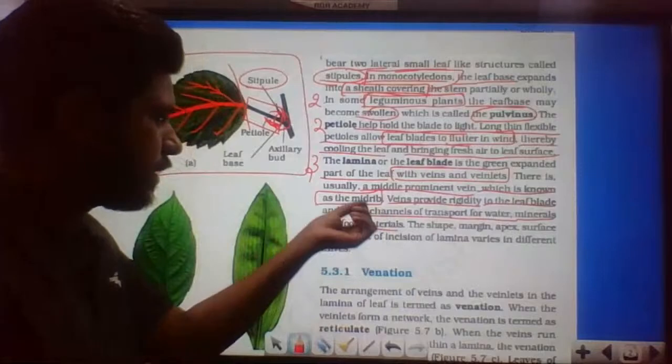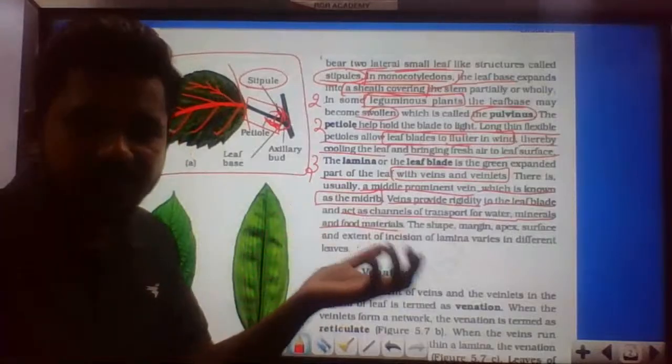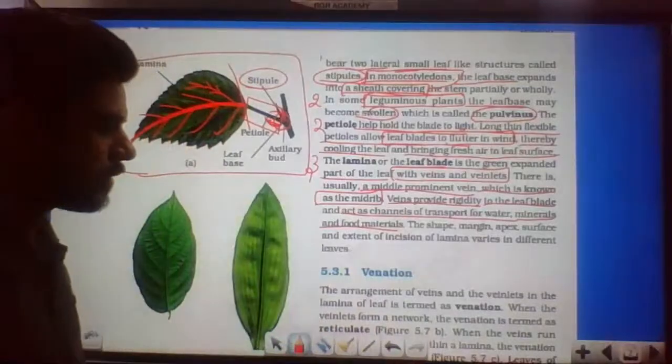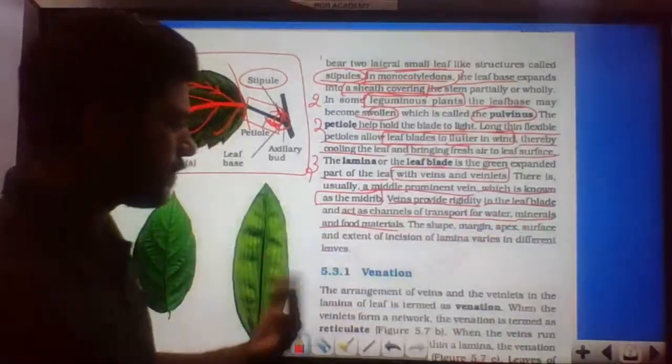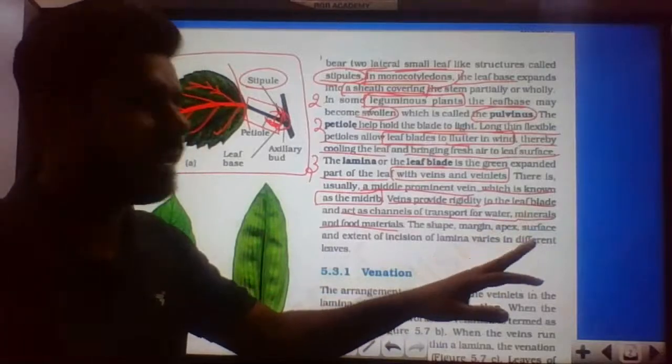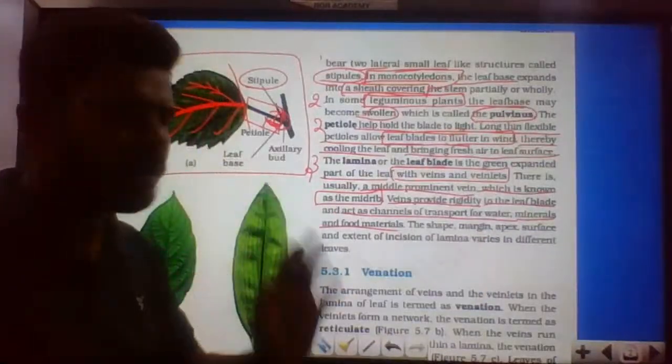This is why I told that veins are vascular bundles, xylem and phloem. So they are channels to transport water, minerals and food materials. We know water and minerals are transported through xylem and food material is transported through phloem.